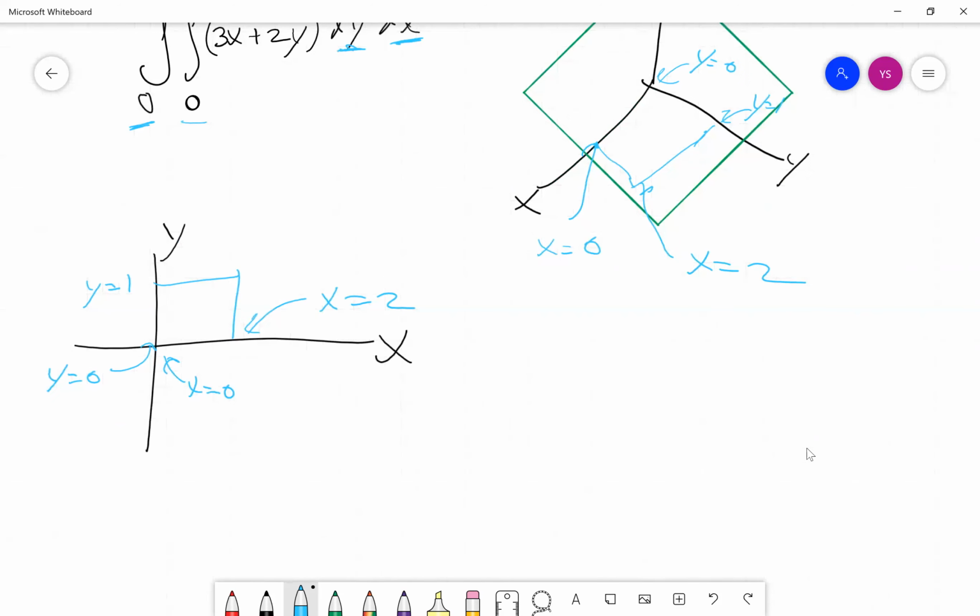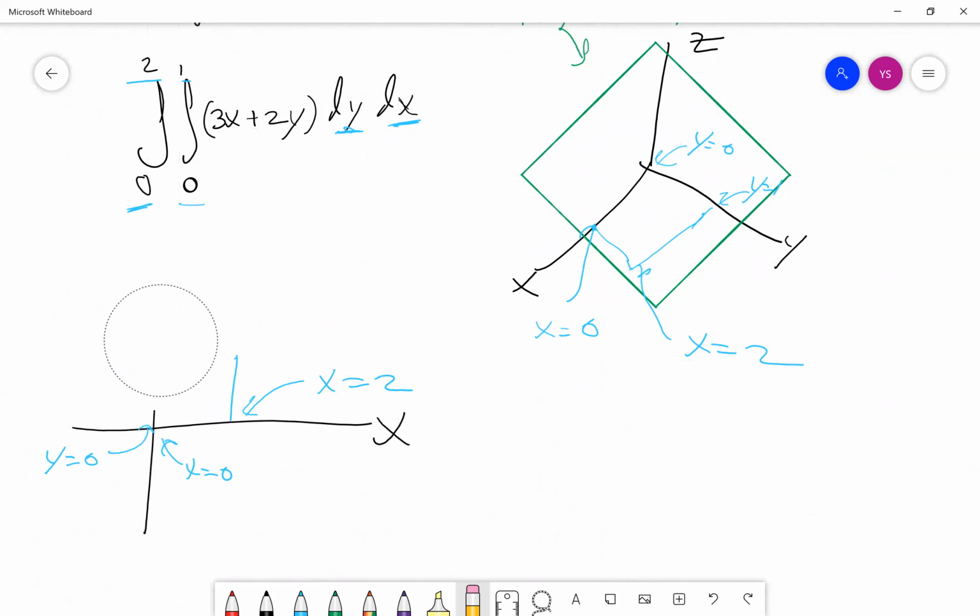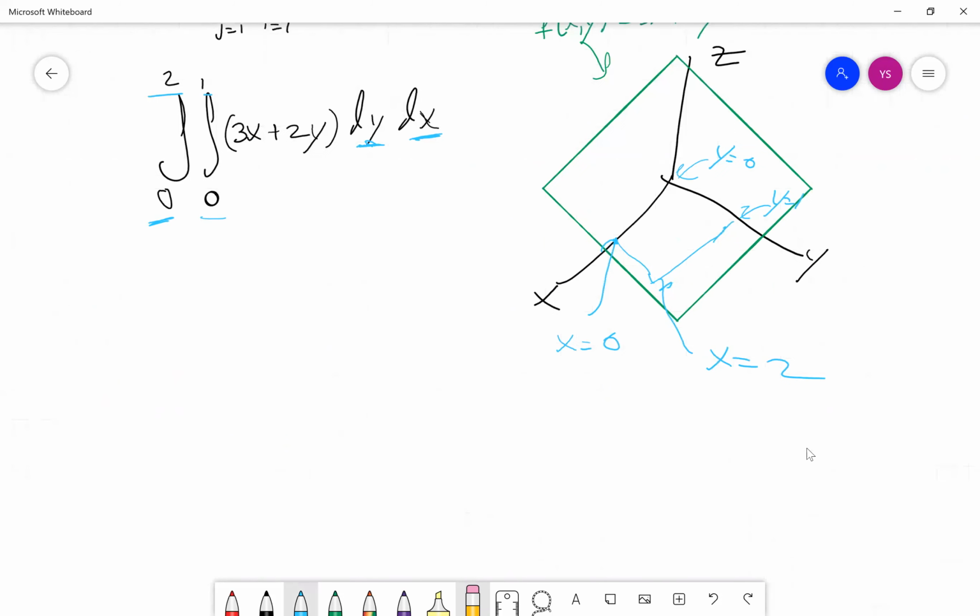So any questions about this so far? When we actually do this integral, we first go in the y direction, and we just take the antiderivative with respect to y. We keep the first integral, the integral from 0 to 2, and then we put bounds for the second one, 0 to 1, and we take the antiderivative of the function inside with respect to y.